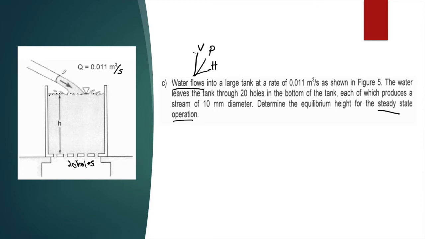This is our boundary. We have to select the points where we want to apply Bernoulli's equation. I will not apply it at this point here, because this point is not continuous or not in a streamline. I will never choose this point. The point that I will choose is at the surface of this water. This would be my point number 1, and point number 2 is at the outlet of this tank where the 20 holes are located.